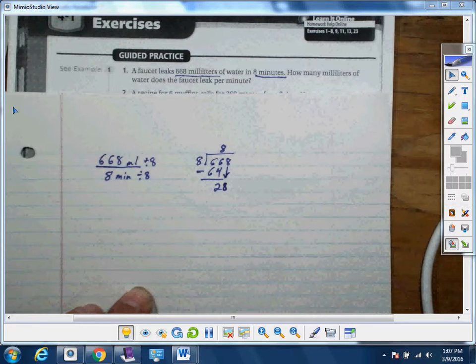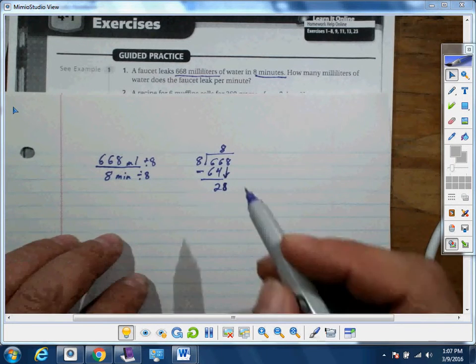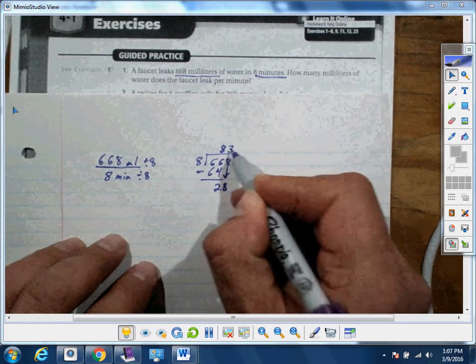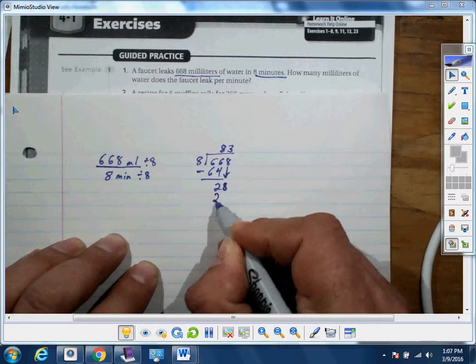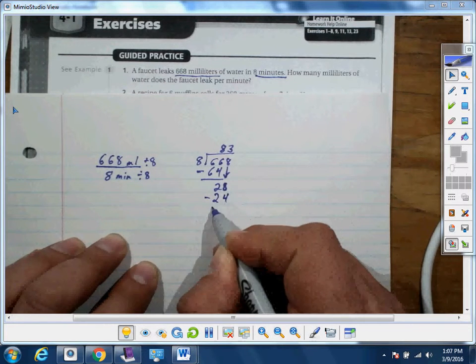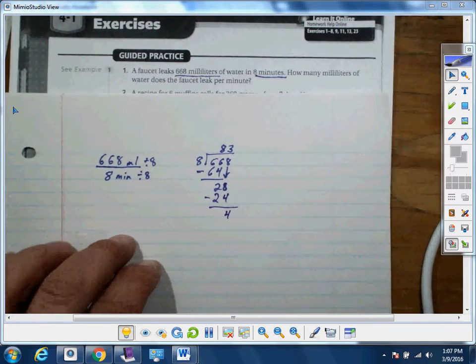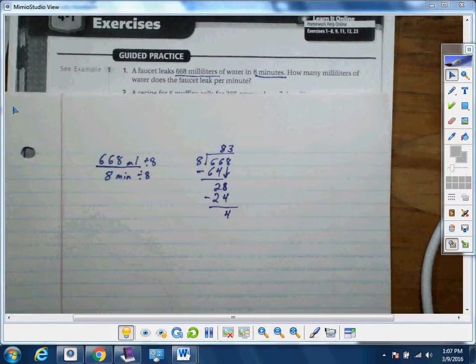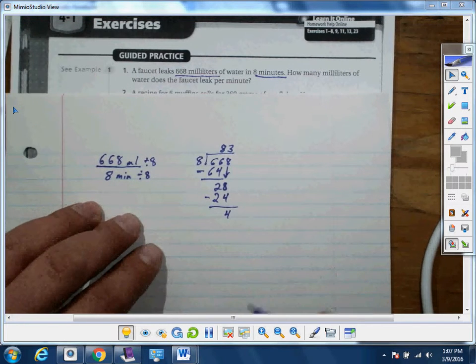Anybody have any idea how many times 8 goes into 28 without going over? Yes, sir. 3. Very good. What is 8 times 3? 24. Now I'm going to subtract, and I'm going to have 4 left over. Now, when we do this math, we're not looking for a remainder. So, can you see okay?